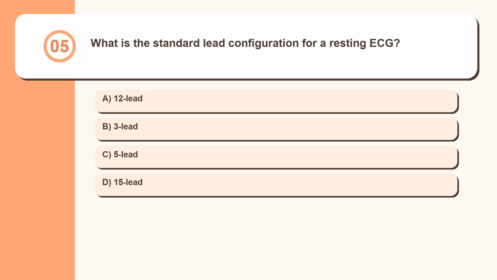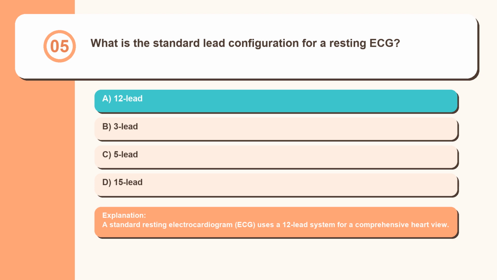Question 5. What is the standard lead configuration for a resting ECG? 12 lead, 3 lead, 5 lead, 15 lead. A standard resting electrocardiogram, ECG, uses a 12-lead system for a comprehensive heart view.